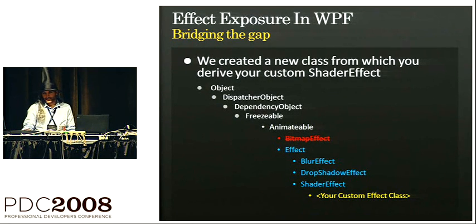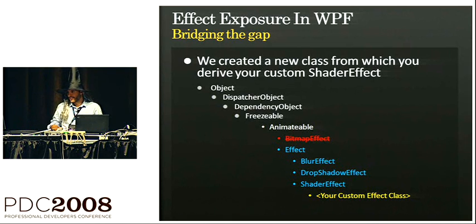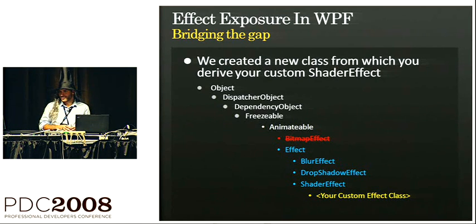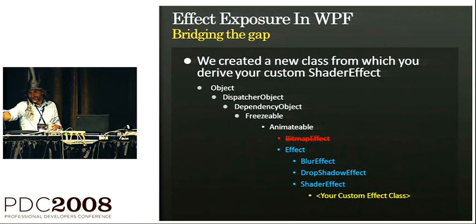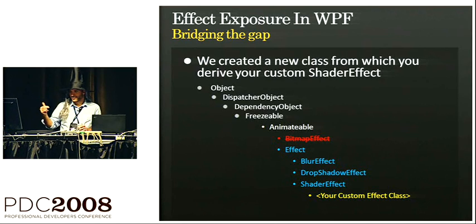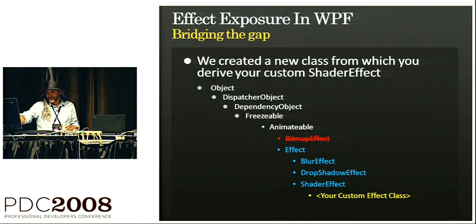So in exposing our new effect system, here's how we changed the class hierarchy. You can see both the new effect and the original bitmap effect have a common ancestor in animatable. I drew a red line through BitmapEffects, so don't use it anymore. We've got the new effect here in blue, and we have the blur effect and drop shadow effect, which were the re-implementations of the original blur bitmap effect and drop shadow bitmap effect. And we would encourage you to use those instead of the old APIs, just because these are the way of the future. And then we have this other class called shader effect, which you derive from when you're implementing your own custom bitmap effect.